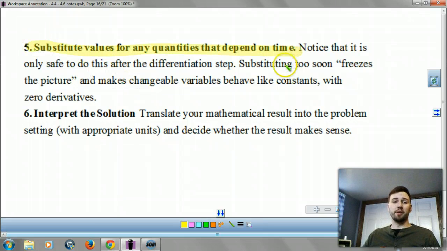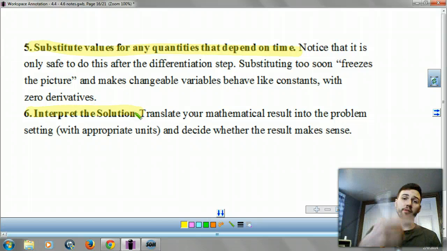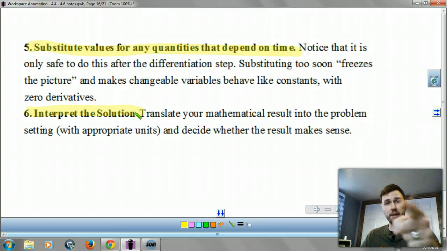Then it's just algebra. And then 6, we take our answer and translate it from math language back into the context of the problem. We make sure it makes sense and the units match up. Units are going to be important on these problems. Did I make my point clear?